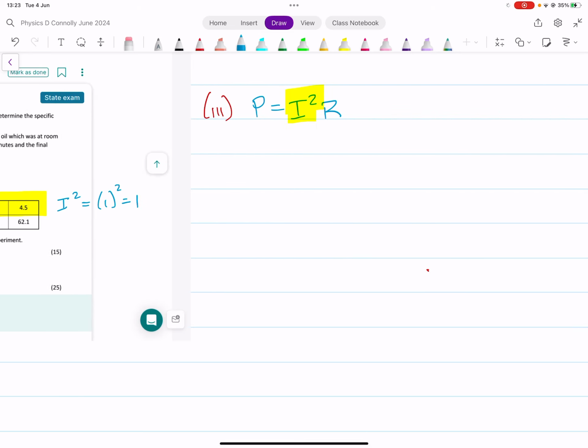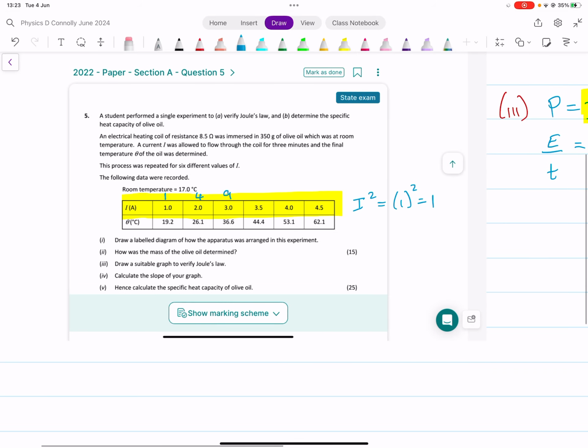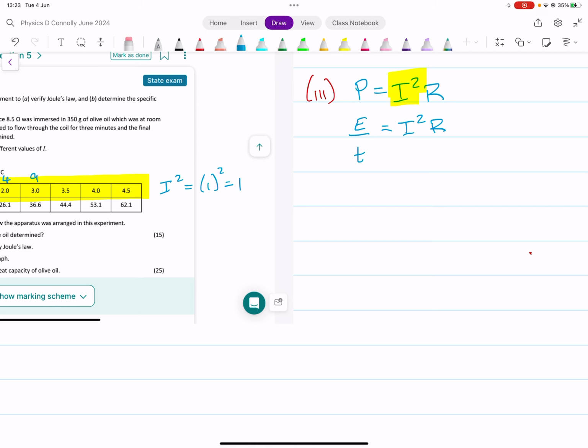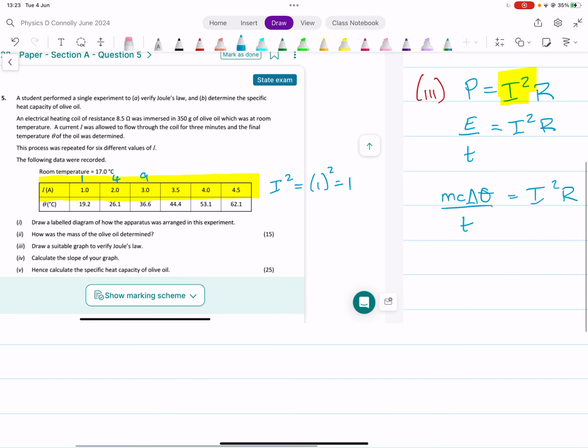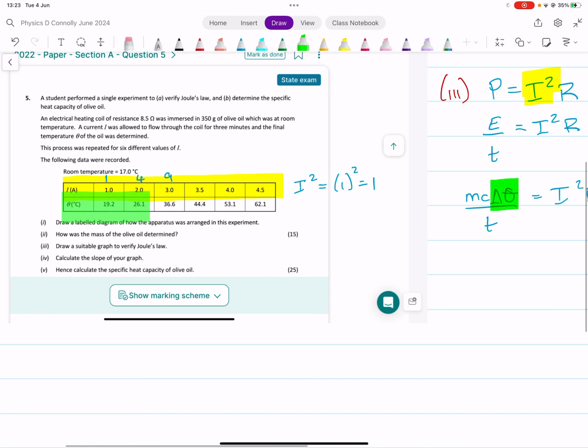Now, power is energy over time. And then the energy here is heat energy. And we're getting specific heat capacity. So energy is mc delta theta over time equals I squared R. Okay, now I can see the second. So this delta theta is what this needs to be.